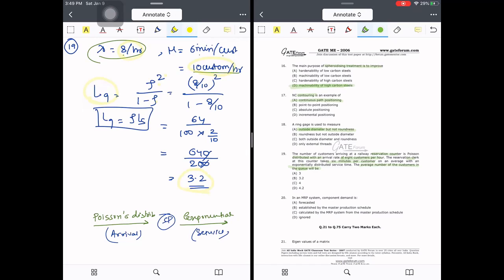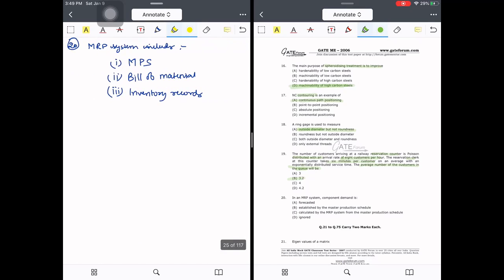So rho square divided by 1 minus rho, if you solve it, you will get the value of 3.2. If you want to get the length of the system, you just use this formula: length of queue is equal to rho into Ls. So from there you can get the value of length of system, but that's not required. So the answer is 3.2.